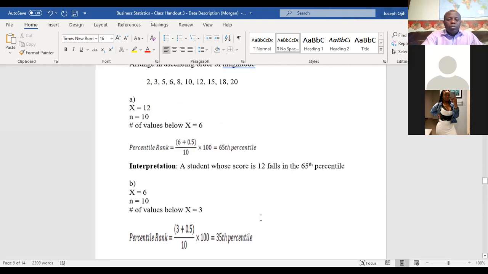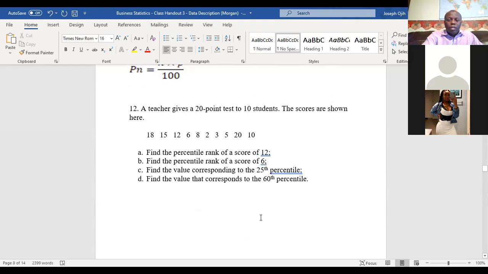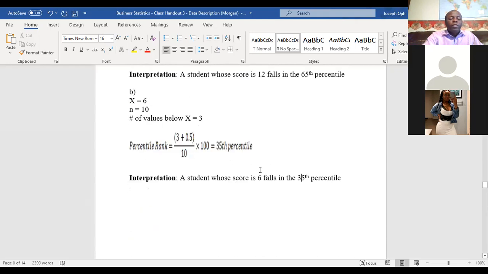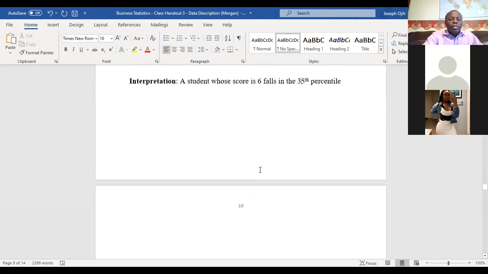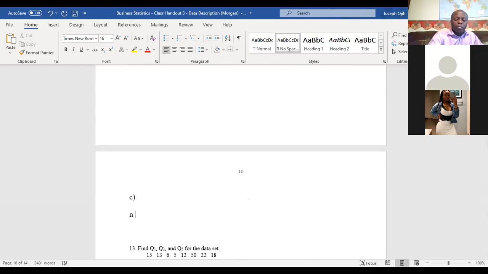Now this is how to find the percentile rank. Next one is how to find the percentile. It's how to locate it in the data set. Example for part C says find the value corresponding to the 25th percentile. That is part C. Okay, part C. Again, our n is still 10. P, in this case percentile, we are given as the 25th percentile.